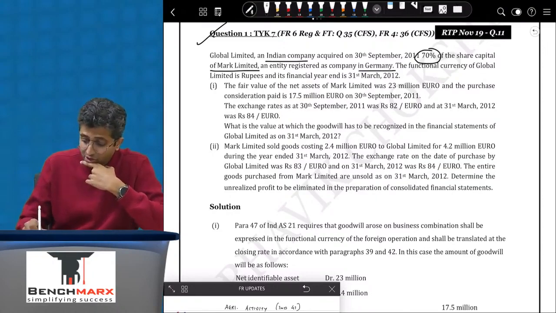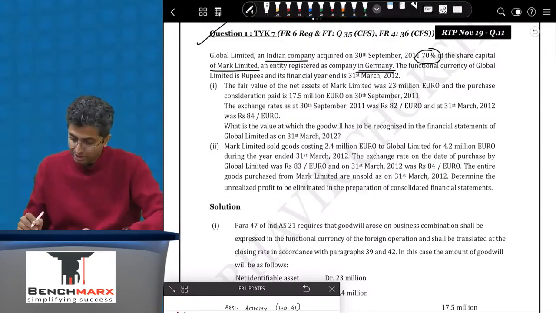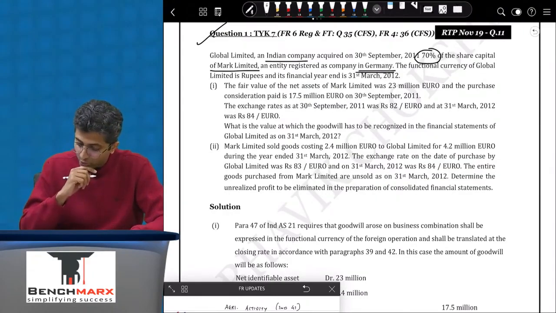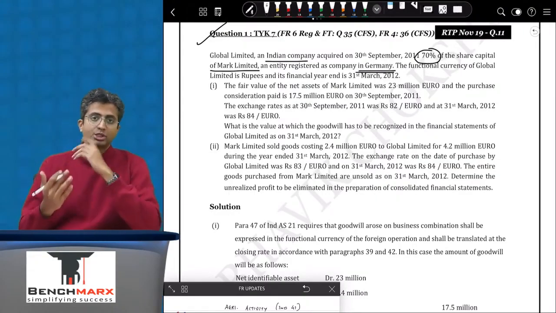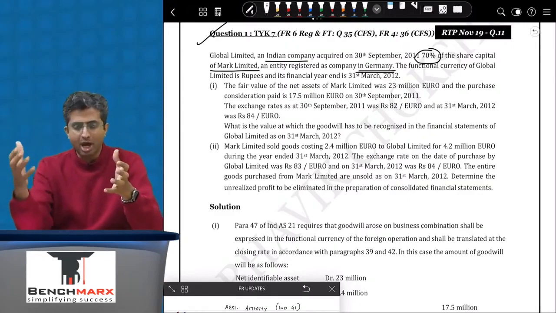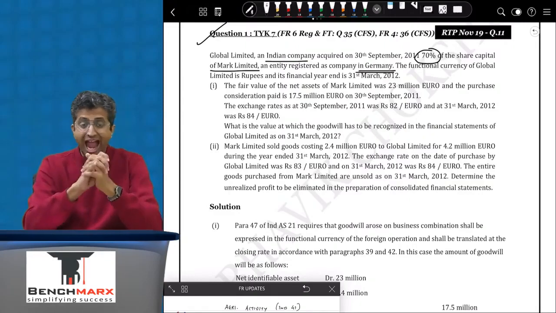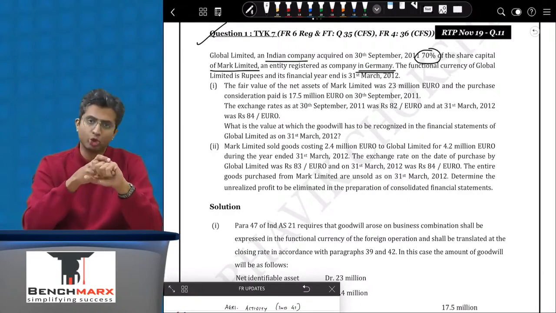An entity registered in Germany. So this is a foreign company that is purchased. The functional currency of Global is a rupee, and the financial year is 31st March. Okay, so over here Global is acquiring Mark, which is a German company, and hence as a part of the acquisition there will be goodwill.